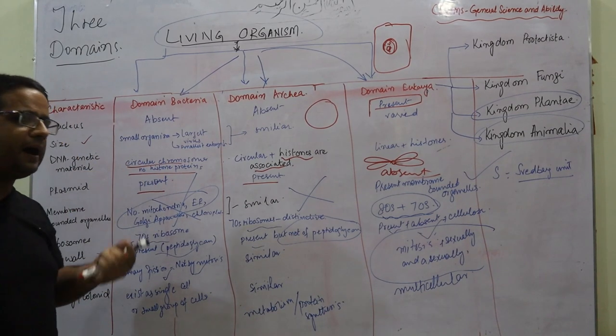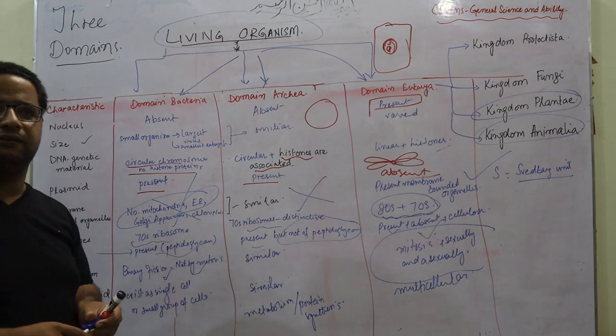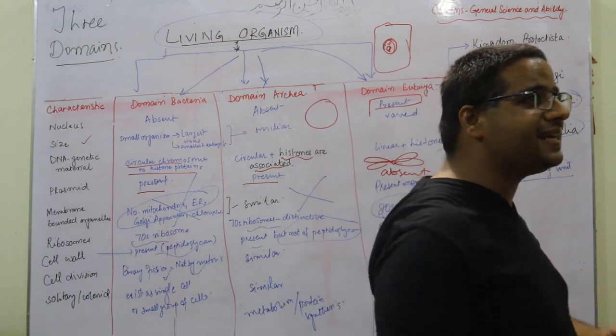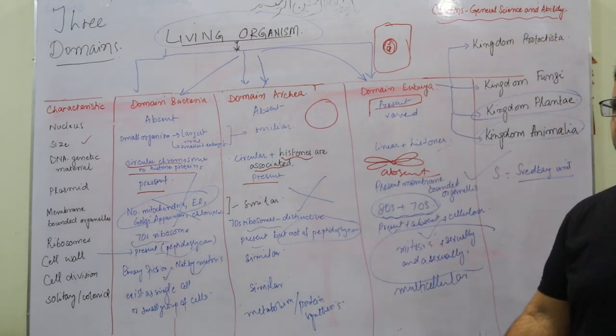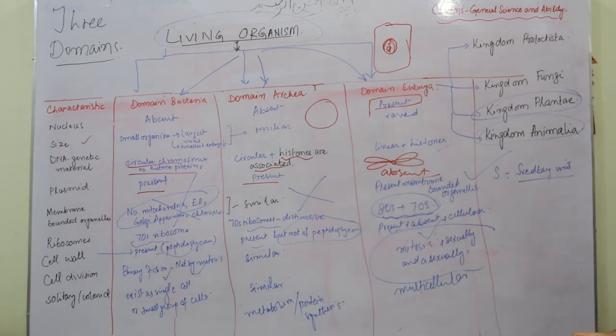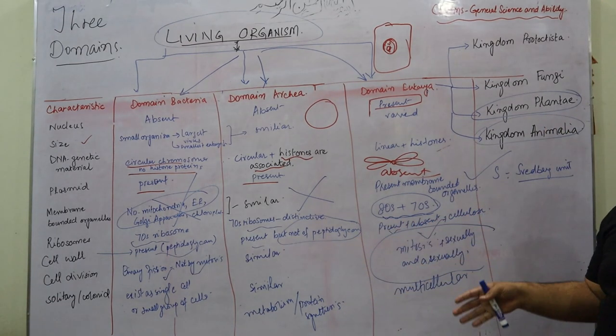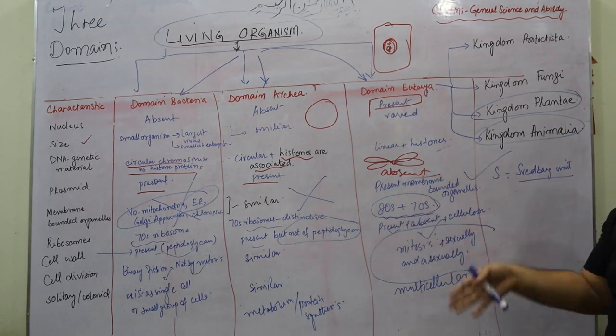Finally, eukaryota are multicellular organisms. We cannot say that they form colonies, because many cells make the organism. So colony forming is a different concept. They may be multicellular or unicellular. Unicellular are definitely domain Bacteria and domain Archaea.